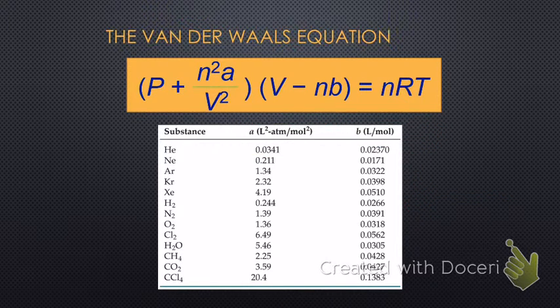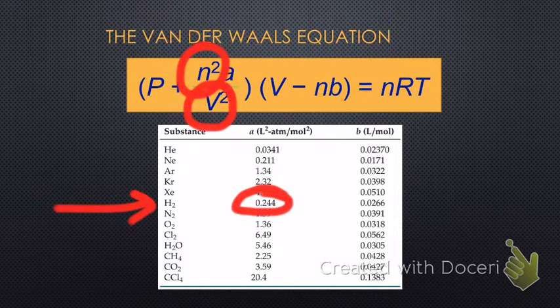And so, for example, if you're talking about H2, n is just the moles, squared, and V is, of course, volume. So as long as you know P, n, V, R, and T, you just have to look up the values for A and the values for B, and then plug it into the equation.